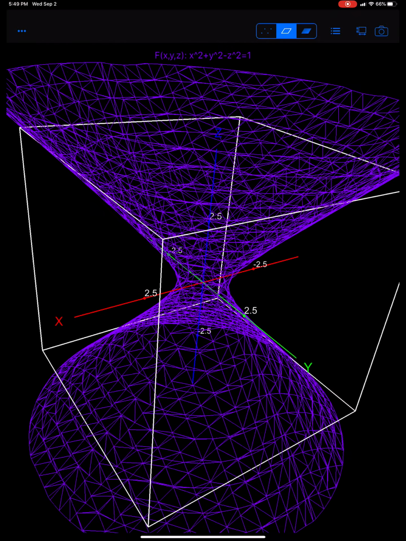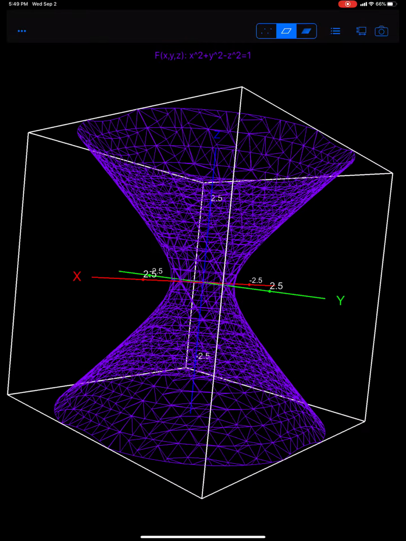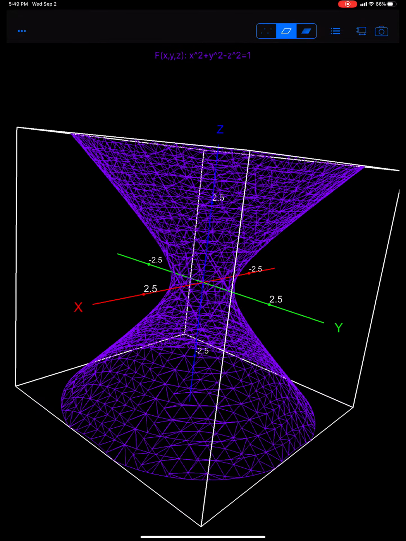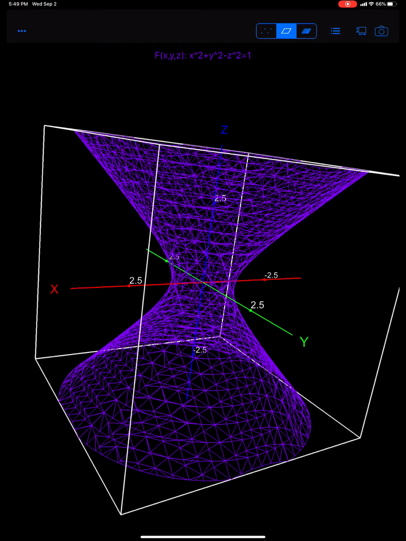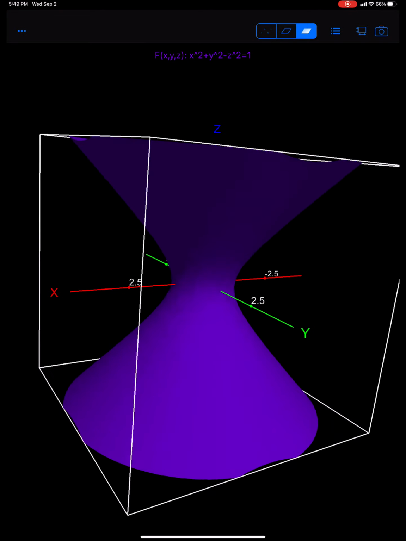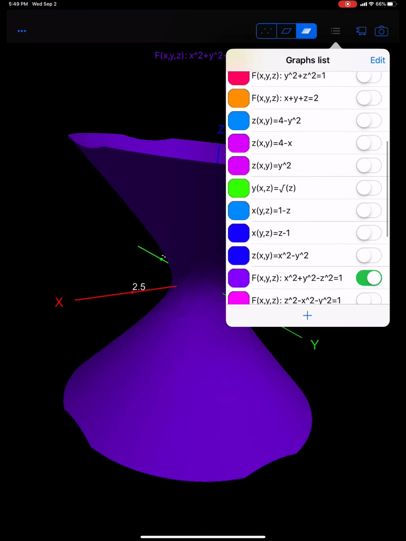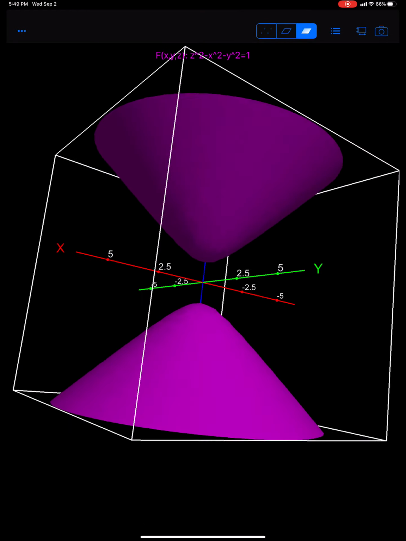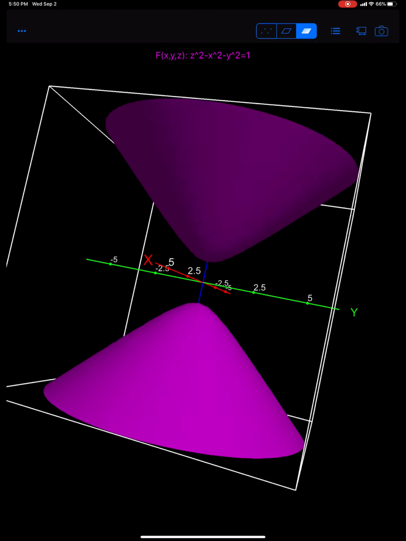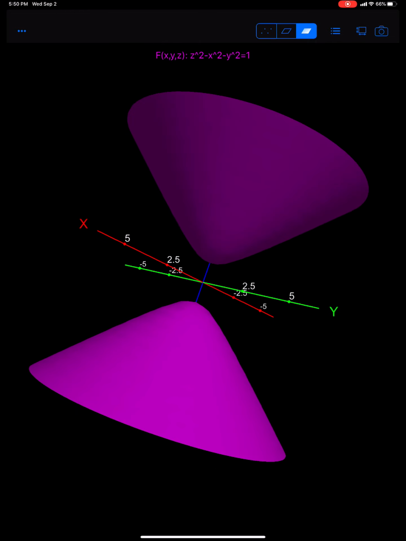Zooming in and out sometimes on this. A lot of the programs, at least when I bought this one, were free, but I had to buy this one to get it to do it implicitly. So this is called an implicit function of x, y, z. I'll get into that more later, but there's your 1 sheet, and then the next one is 2 sheets. There's your hyperboloid of 2 sheets.